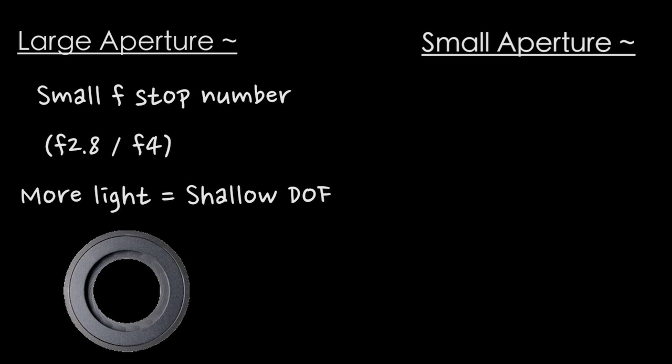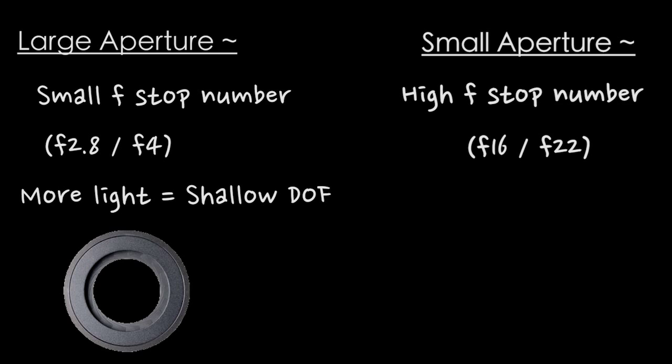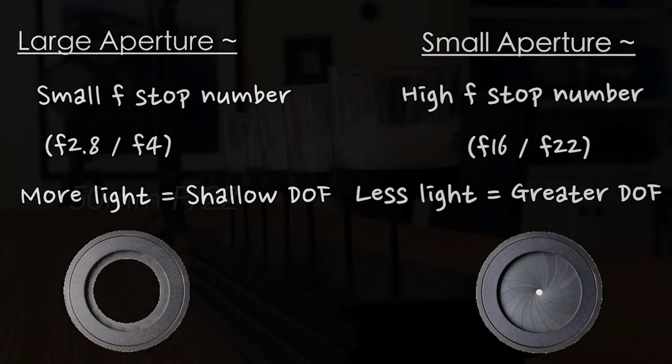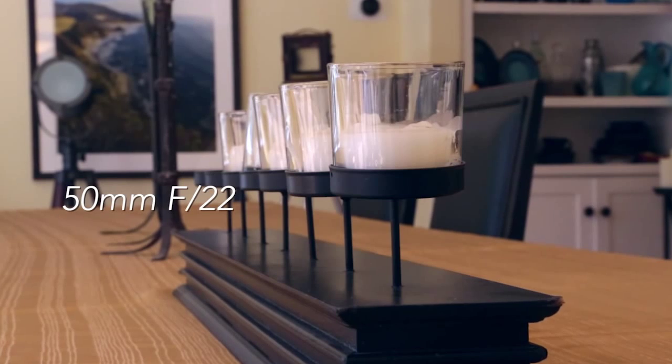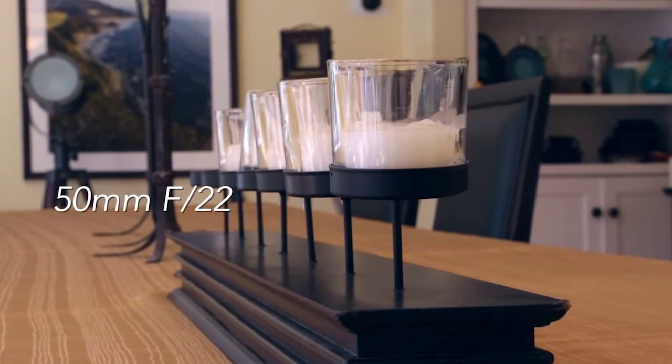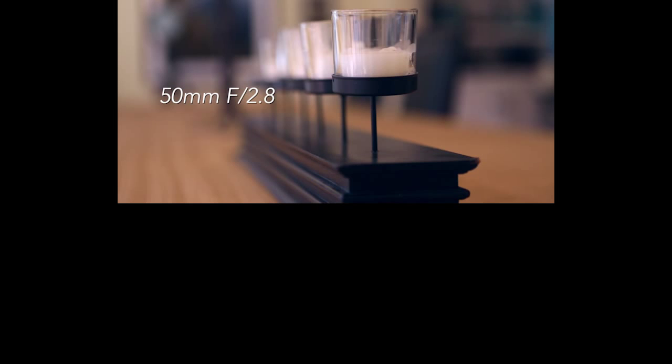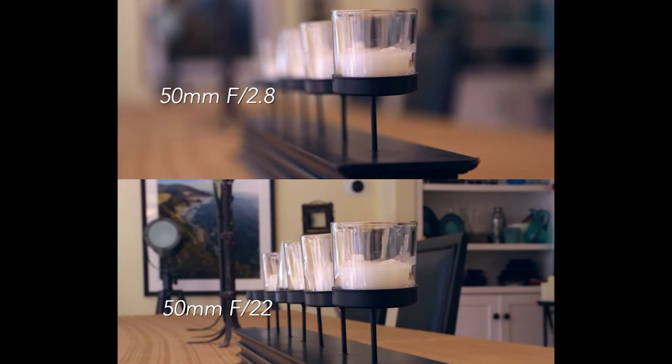A small aperture is a result of a high f-stop number, such as f16 or f22. This means that the camera lens is nearly closed, only allowing a little amount of light to come through. With less light to work with, the camera shot will result in a greater depth of field. This picture with the same 50mm lens, but at a much higher f-stop, results in the whole picture nearly being in focus. If you compare the two pictures, you can see the big difference.